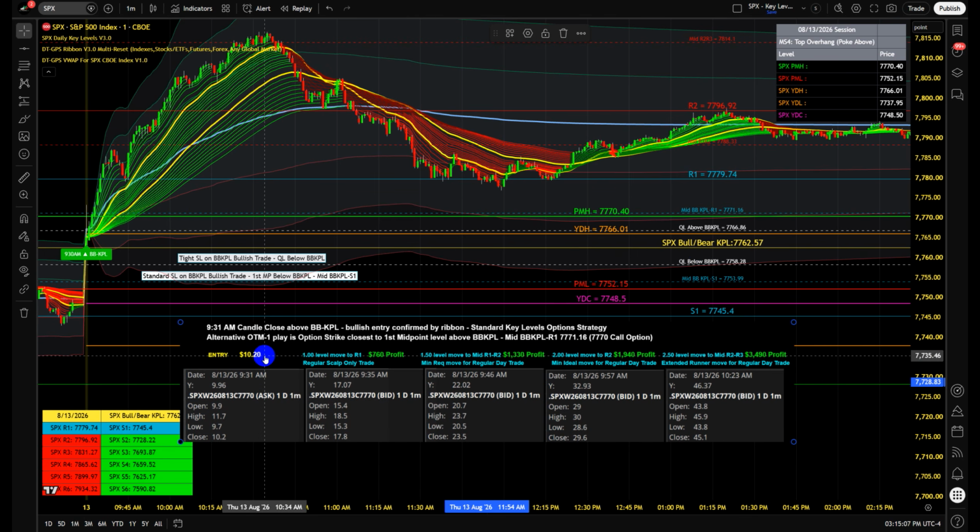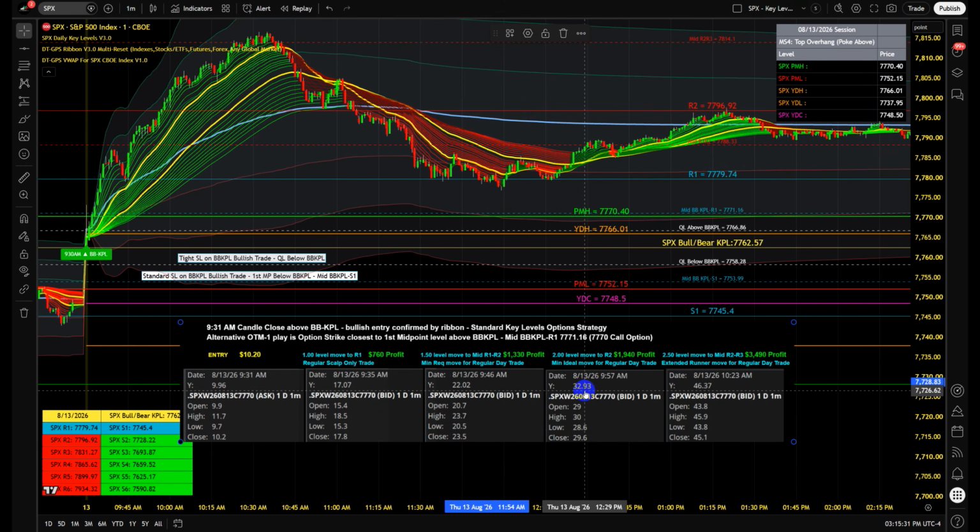Okay, so entry $10.20, $760 profit on the 1 level move, $1,330 profit per option on the 1.5 level move, $1,940 profit on the 2 level move, and then extended de-risked runners to mid R2, R3, $3,490 profit per option on those.